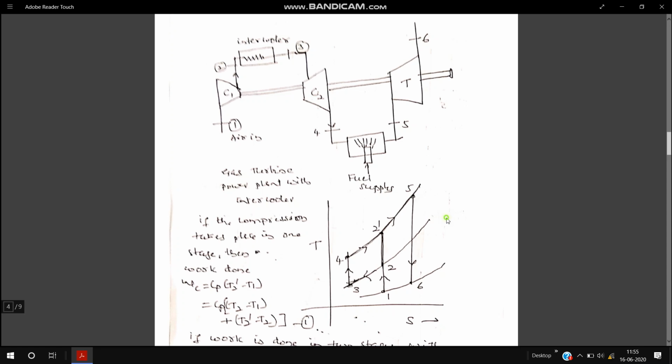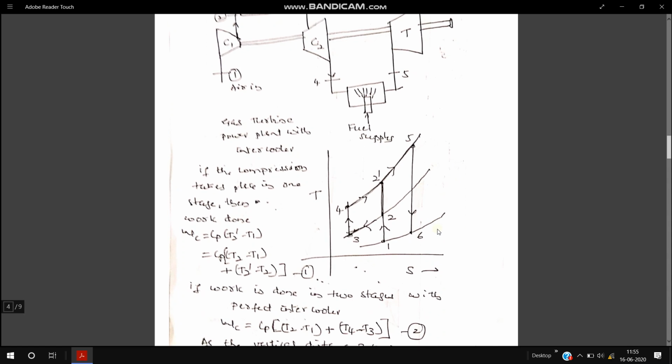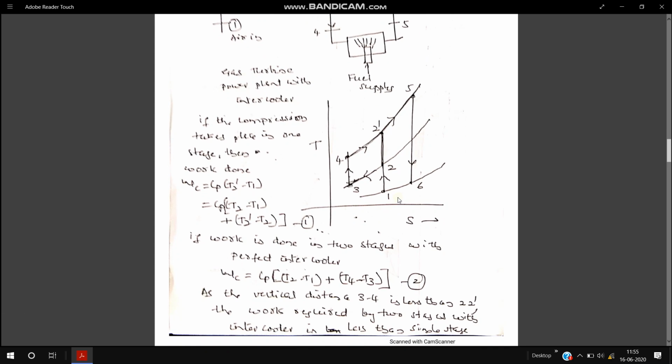Had the compression been taking place in only one stage instead of two stages, then the compressor work would be equal to Cp(T2 dash minus T1), equal to Cp(T2 dash minus T2) plus Cp(T2 minus T1).